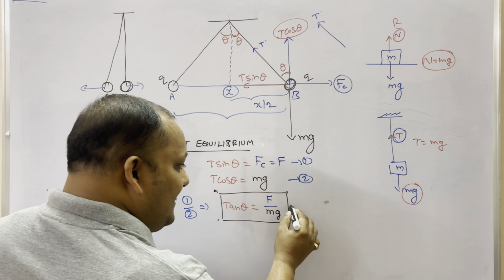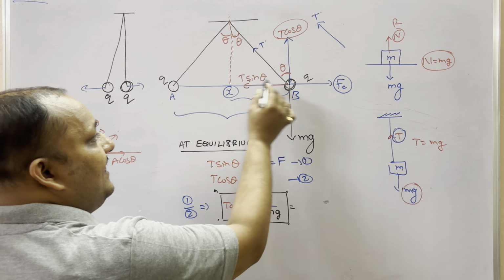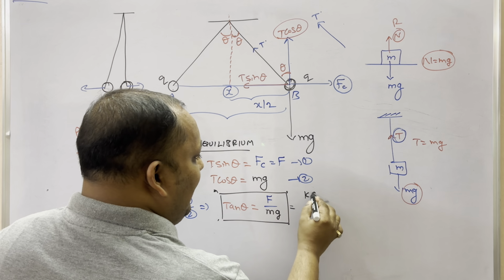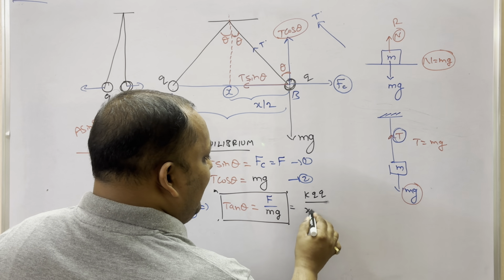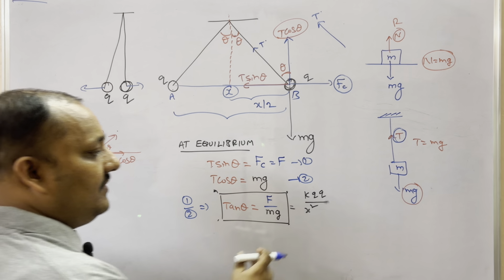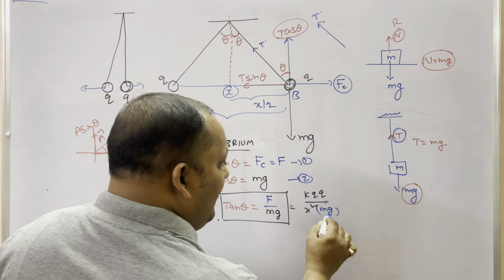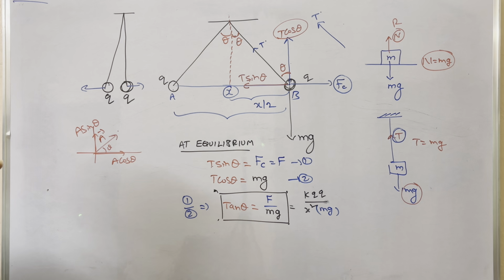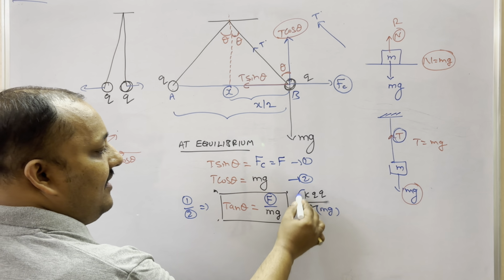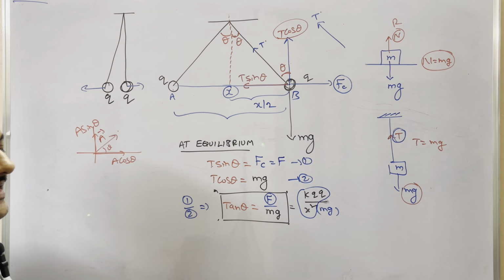Now what is F here? It is the Coulomb force between A and B. That is nothing but K Q into Q by x square. Correct? This is nothing but F, K Q into Q by x square. mg remains mg. This is going to be the tan theta formula.